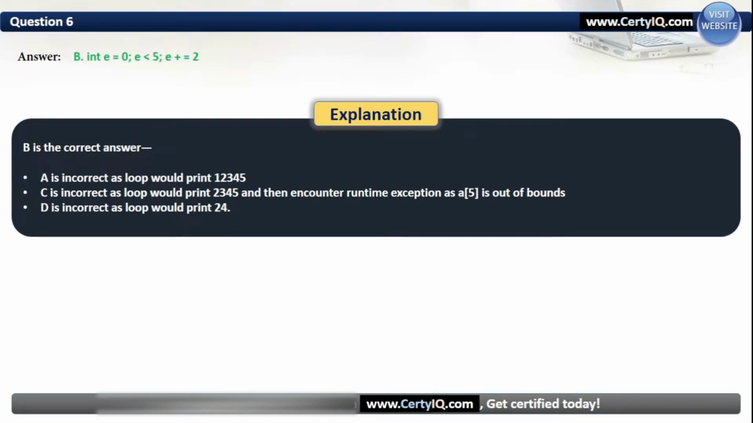A is incorrect as loop would print 1, 2, 3, 4, 5. C is incorrect as loop would print 2, 3, 4, 5 and then encounter runtime exception as a[5] is out of bounds. D is incorrect as loop would print 24.